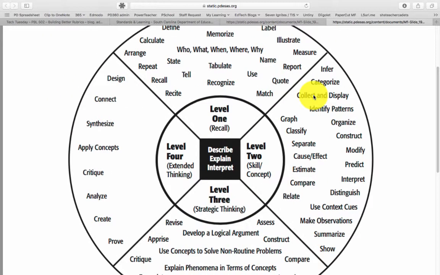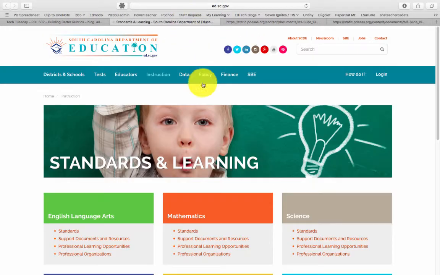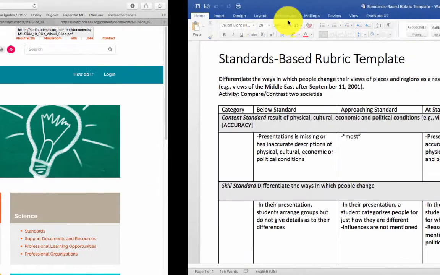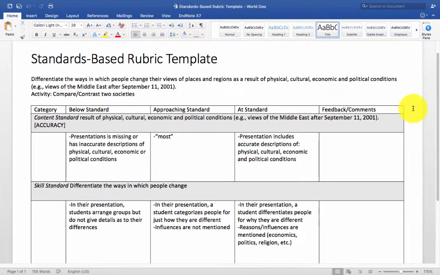So what does this look like when we start? Well, like I said, we started with some South Carolina standards. We found those from the sc.gov website. And here are a couple examples of what we worked on yesterday. We started with, this is a world geography standard. We copied that standard up here at the top.